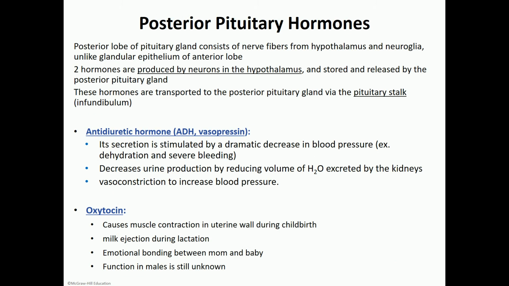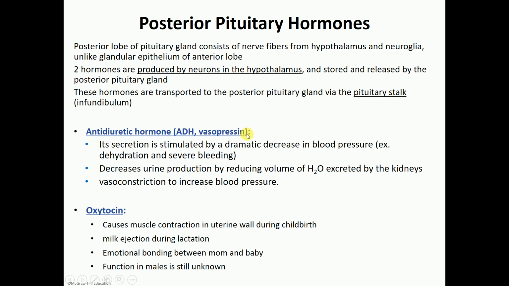Now, what are the hormones of the posterior pituitary? Remember that these are not secreted by the posterior pituitary. Okay, it's a trap, folks. The hypothalamus secretes these hormones and then stores them in the posterior pituitary, and that's where they're going to be released from. The two hormones are ADH, or antidiuretic hormone.